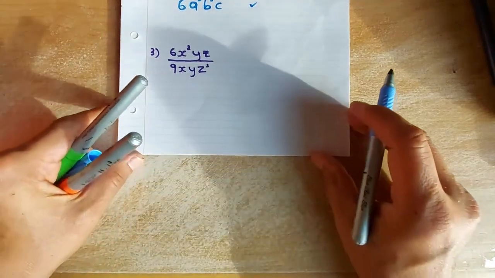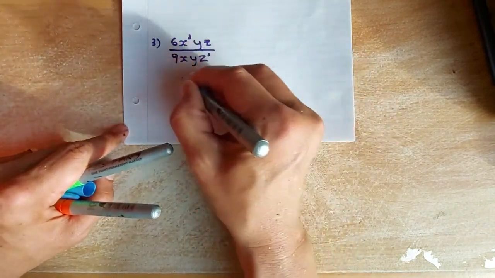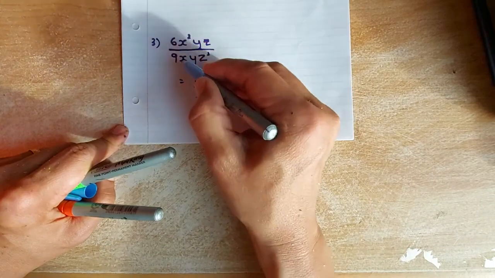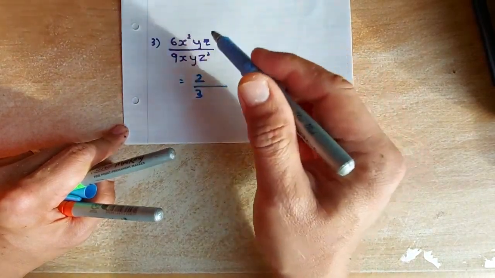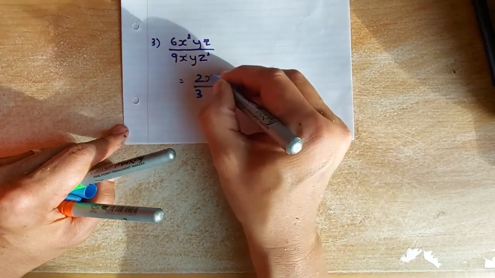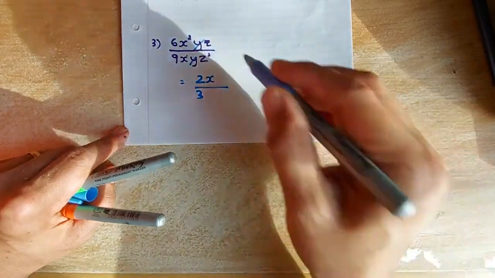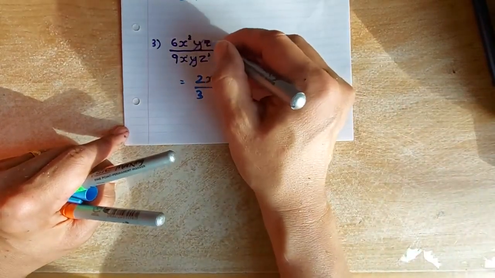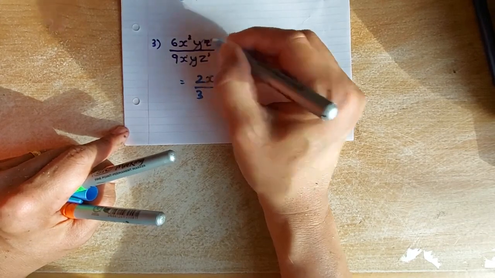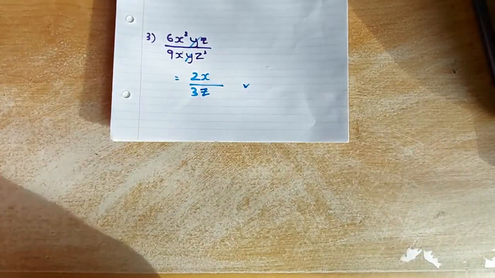Same for division. Division, again, number with number, put in your calculator. 6 over 9 is going to be 2 over 3. X squared over x. When you multiply, you add the power. When you divide, you take away the power. So 2 minus 1 is going to be x on top. Y and y will cancel out, so there's nothing left. Z and z squared. So there is 1 z on top and 2 z at the bottom. So when you cancel them out, 1 minus 2 is going to be z at the bottom, and that will be the third mark in the exam.